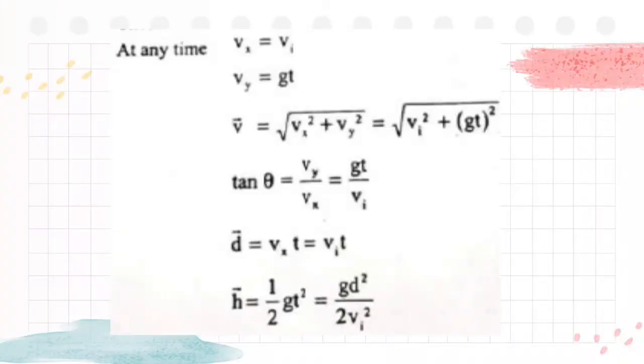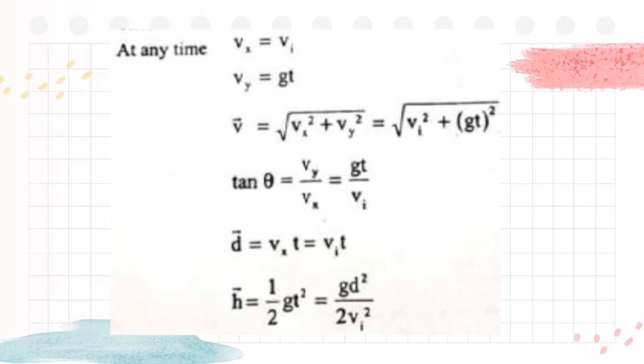At any time, the horizontal component is equal to the initial velocity, and the vertical component is equal to acceleration due to gravity times time. To compute for the actual velocity, take the square root of the horizontal component raised to 2 plus the vertical component raised to 2, or actual velocity is equal to the square root of initial velocity raised to 2 plus acceleration due to gravity times time, raised to 2. To compute for tangent theta, take the vertical component all over the horizontal component, or tangent theta is equal to acceleration due to gravity times time all over initial velocity.